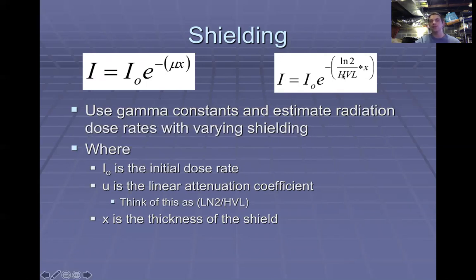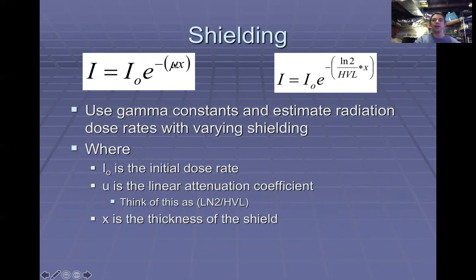So the math is exactly the same. Like when you're doing a decay equation, you need to know the initial activity and you need to know the half-life. For a shielding equation, you need to know the initial radiation intensity and you need to know the half value layer of the material that is actually doing the shielding. So we'll work through a couple of these until you guys are familiar with it.